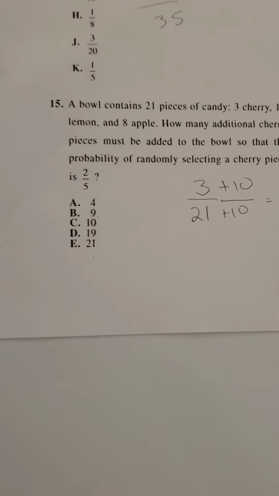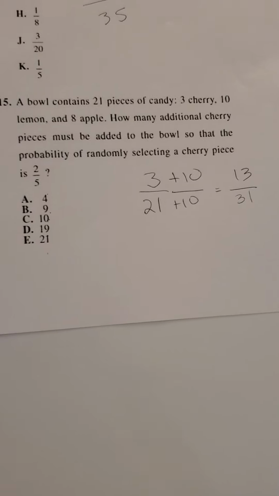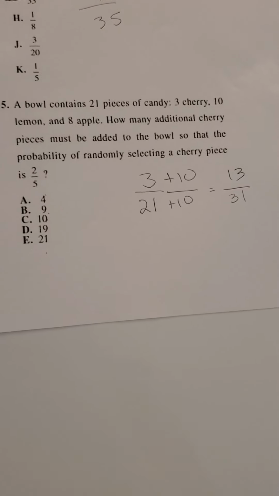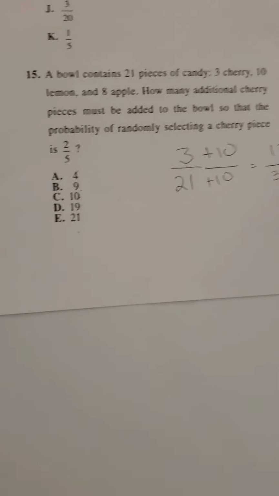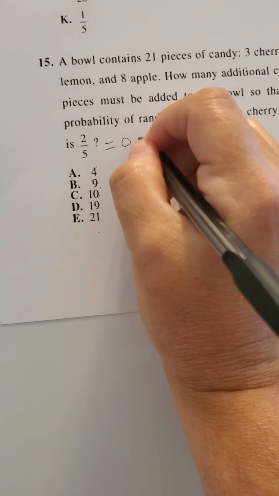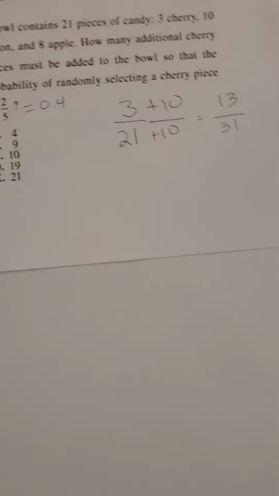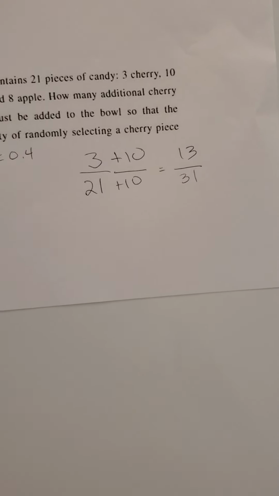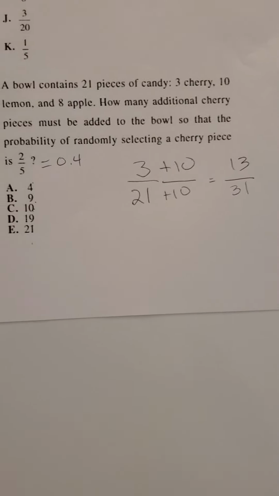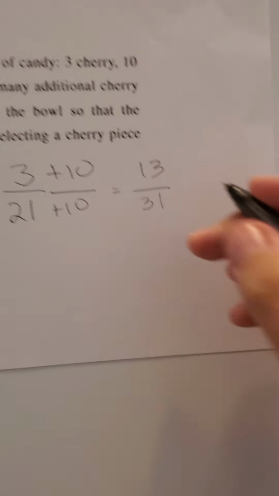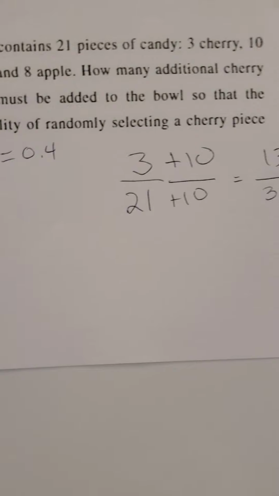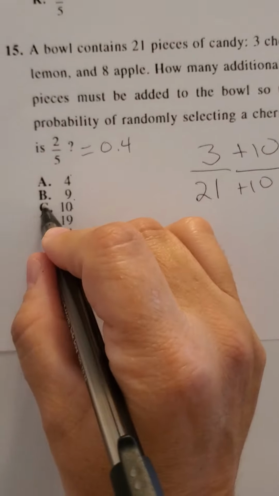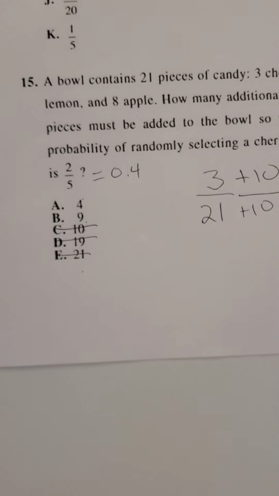Now, sometimes fractions give us a fit. So remember before we talked about turning those into decimals, right? So I know 2/5 is 0.4. Now let's do 13 over 31. 13 divided by 31 gives me 0.41935. It's a little too much, isn't it? So now I know it's either 4 or 9.